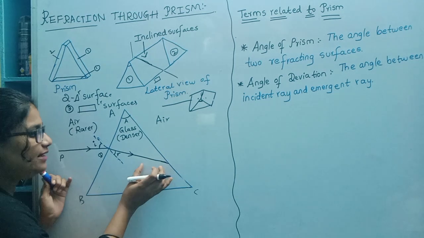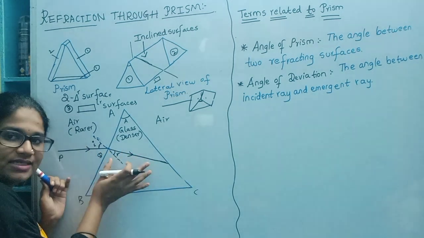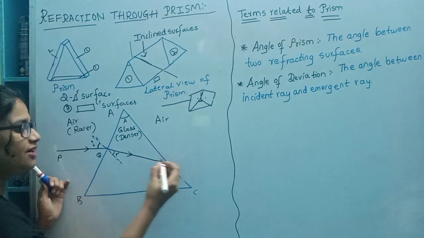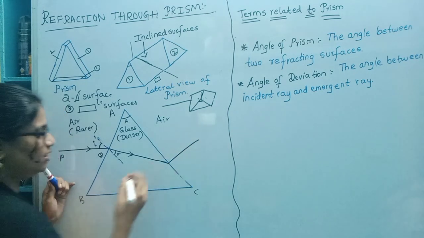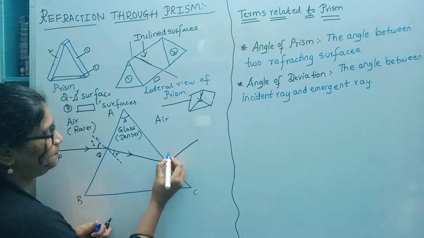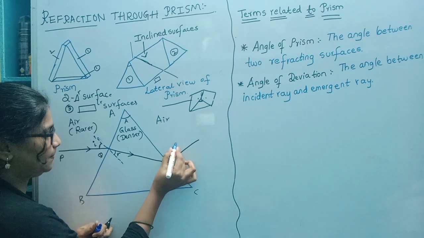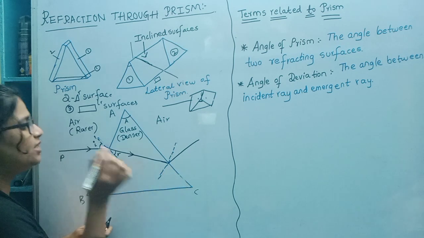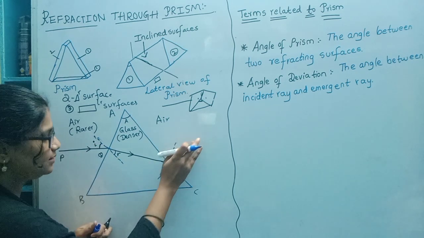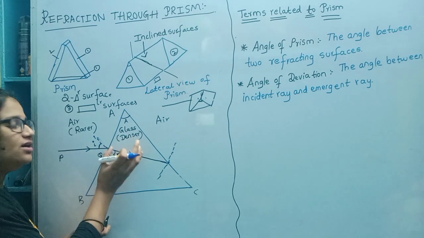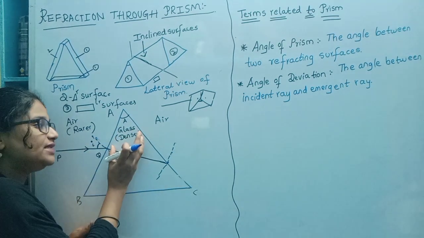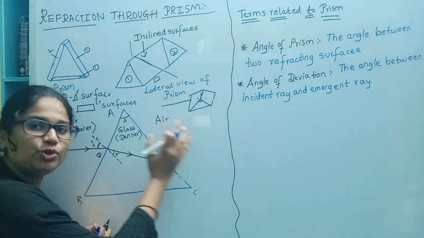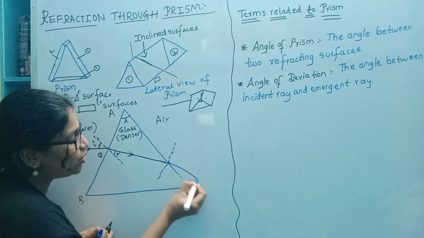Now, a light ray is going towards the air again. This is a refracted ray. Again it undergoes refraction. So here again we will draw a normal to the surface. Let me correct this. Here a light ray is traveling from denser to rarer medium. So when the light ray is traveling from denser to rarer medium, it bends away from the normal.